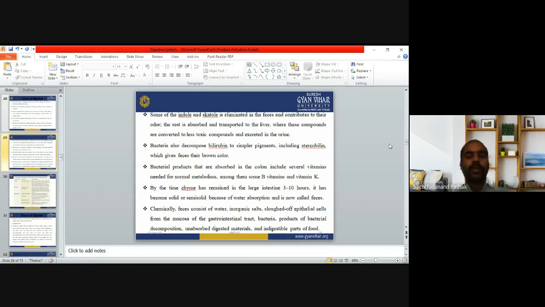Bacterial products that are absorbed in the colon include several vitamins needed for normal metabolism, like some forms of vitamin B and vitamin K, especially.